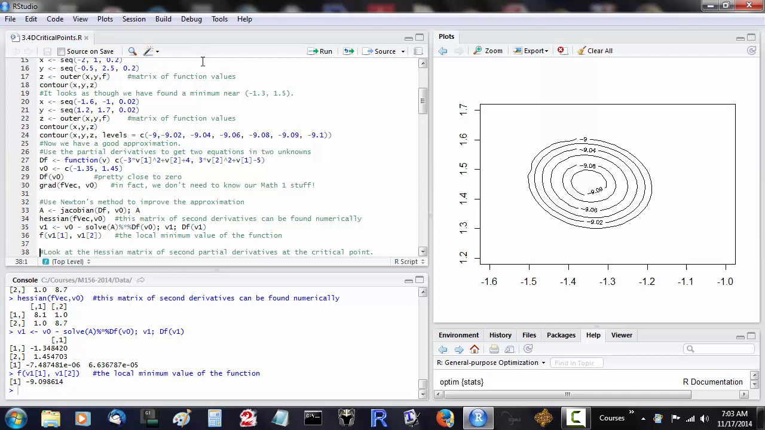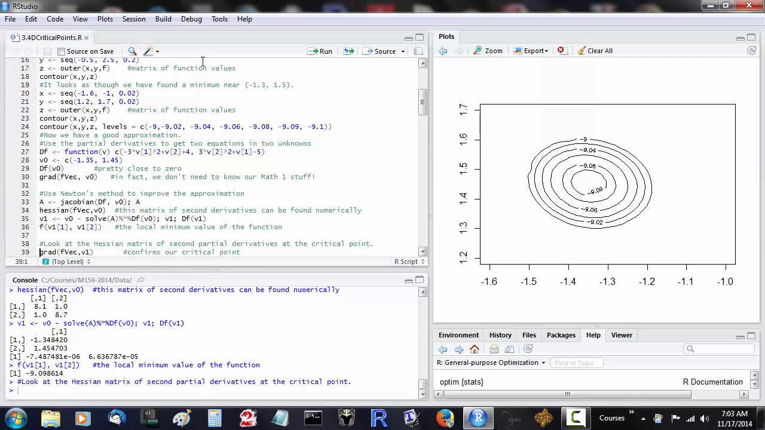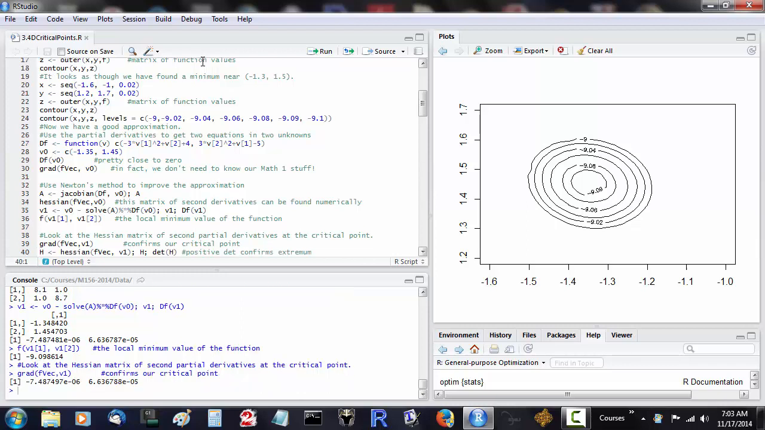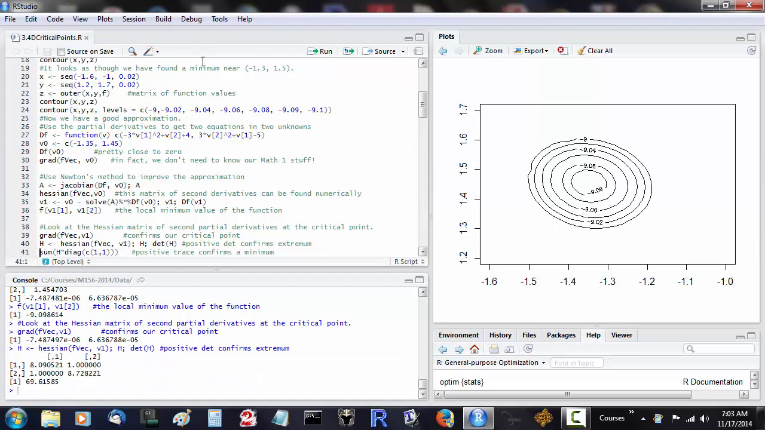As if it weren't obvious, we could check that this is a minimum by using the Hessian matrix. First, with the vector version of our function, we calculate the gradient. We get close to 0. That confirms we've got a critical point. Next, we calculate the Hessian matrix H of partial derivatives. And when we look at that, we discover that it's got a positive determinant. That means we've got an extremum.